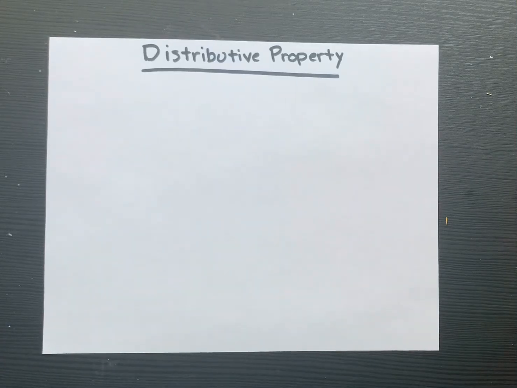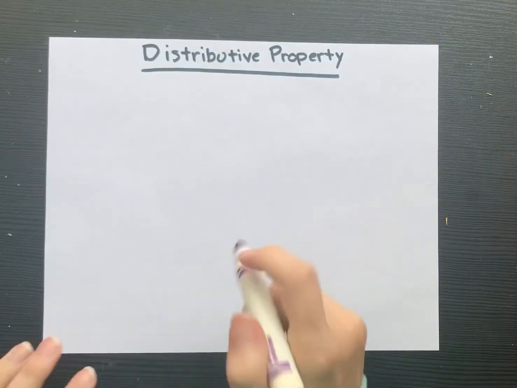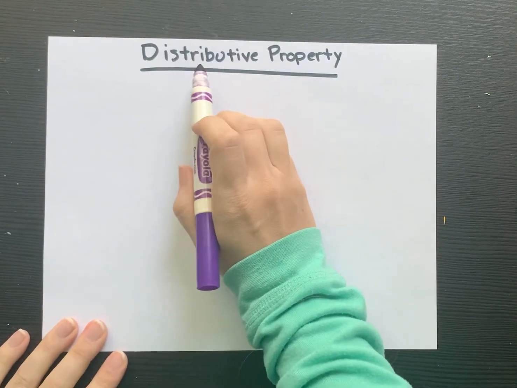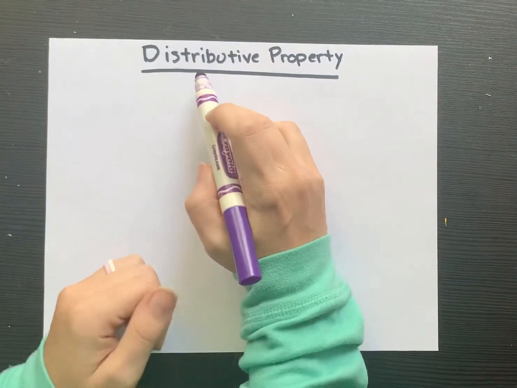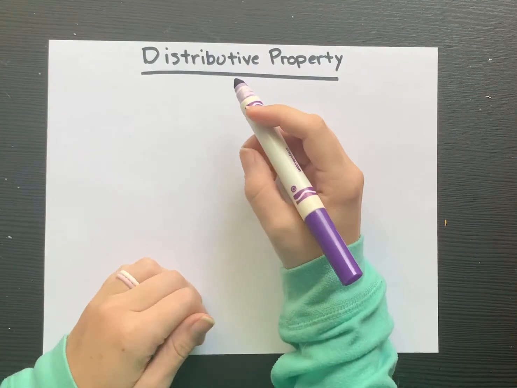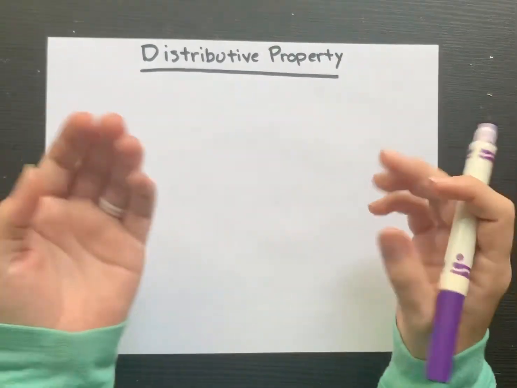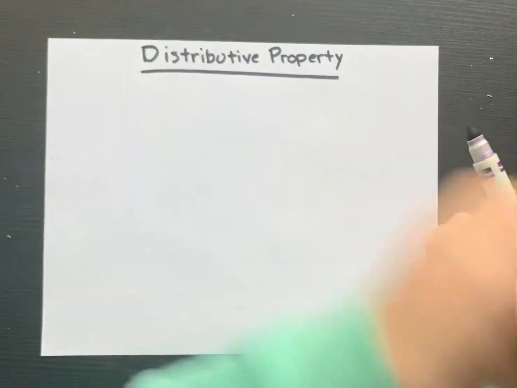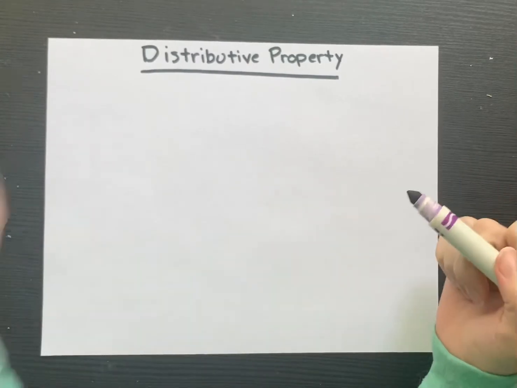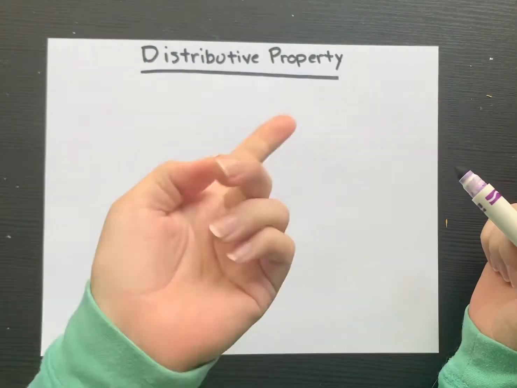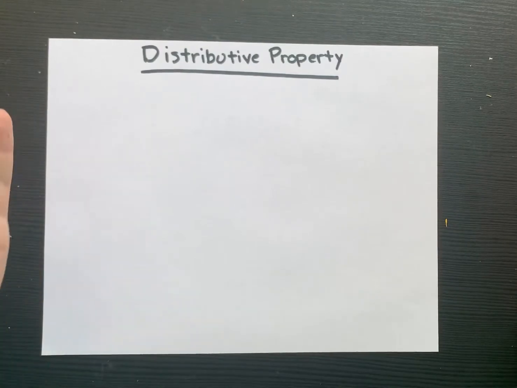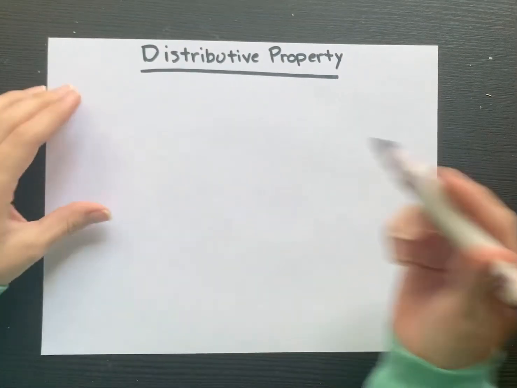Alright, so we're going to be talking about the distributive property. Before we start, distributive is from the word distribute, which means to give out. For example, when you're at school and a teacher hands papers out to all the kids, they're distributing the papers. Every kid gets a paper. That's what distribute means. You give one to everything.